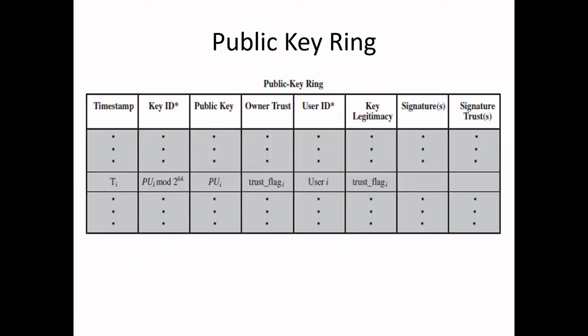Now, public key ring, what information is stored? Again, we have already said a timestamp is generated when every public key private key pair is generated. Similarly, the key ID is the least significant 64 bits of the public key. The public key itself is stored, and there are some trust values which we will discuss later, and also the user ID of the particular public key private key pair.